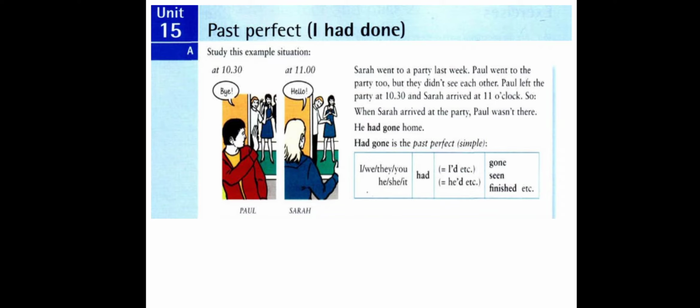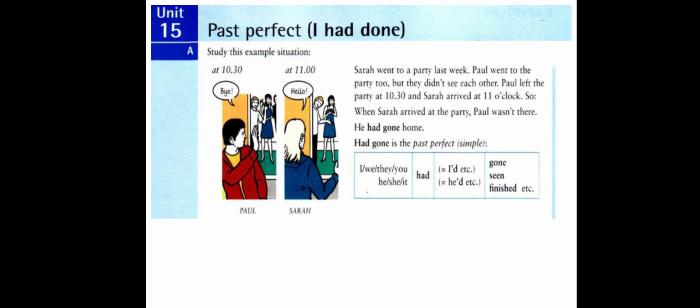So to say the two actions together, we use one in the past simple and the other in the past perfect. Paul left the party at 10:30 and Sarah arrived at 11 o'clock. That means half an hour is between the two actions and both are in the past.